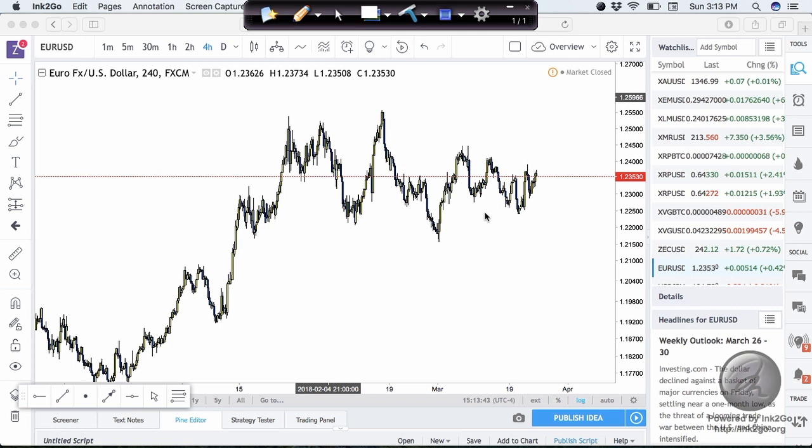So number 1, we have price action. Number 2, we have harmonics. Number 3 is divergence. Number 4 is Fibonacci tools. And number 5 is wave analysis.